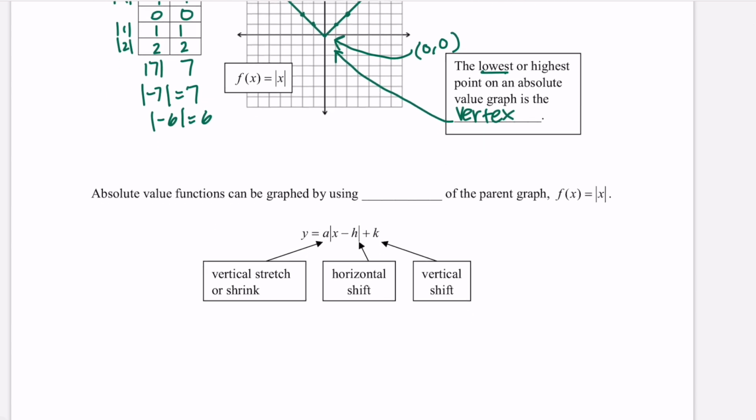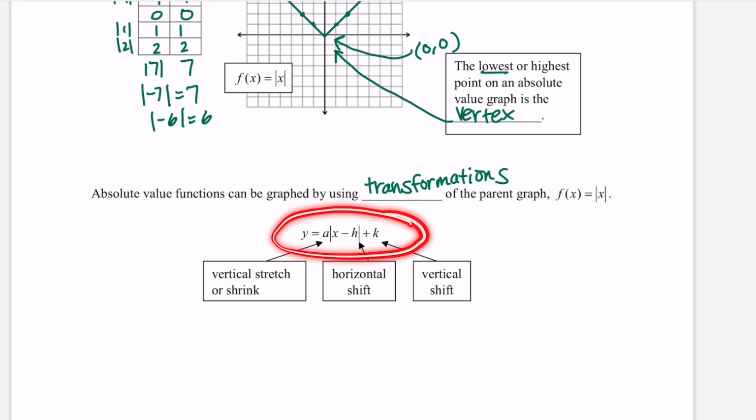Absolute value functions can be graphed using transformations of the parent graph, f of x equals the absolute value of x. Now, there are different things. You're going to see a graph that's going to look something like this. All of the different a, h, and k are going to do different things. So let's start with this a value.